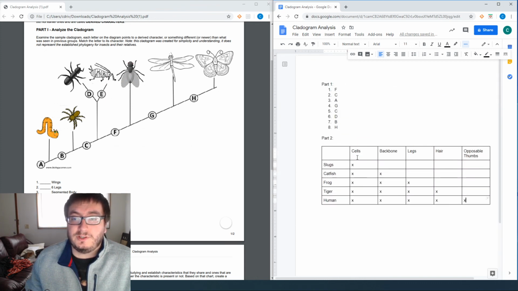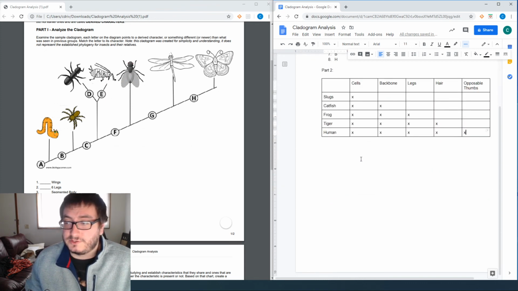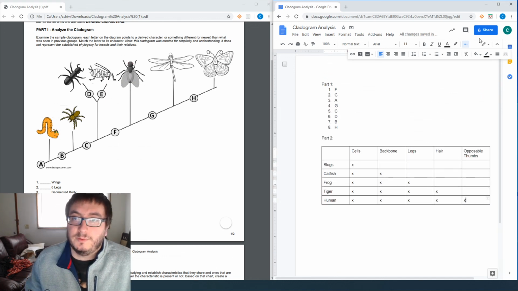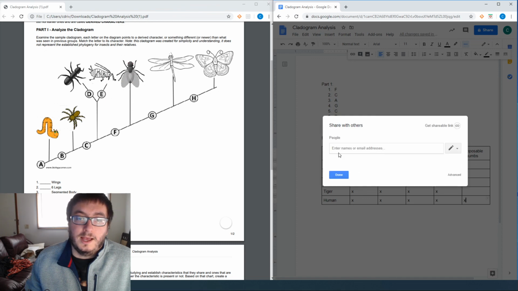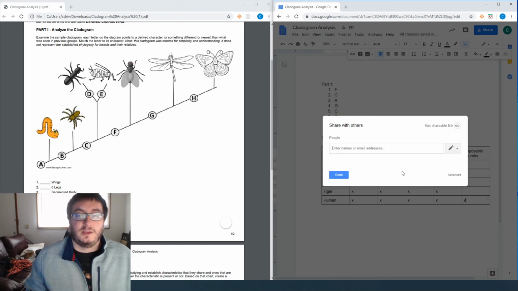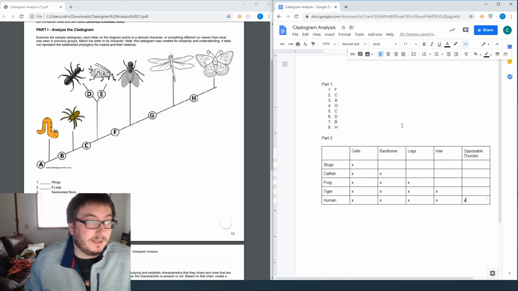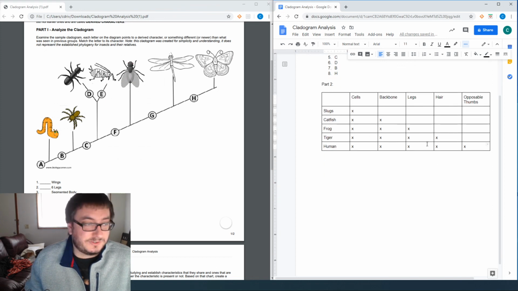So essentially, that's all you need to do for this Google Doc. And then you just share that with me. So to share it with me, hit share, put my email address in there, cdriver@Brown County Schools, and that will be how I grade it. So here's how you do it, and basically the answers to it.